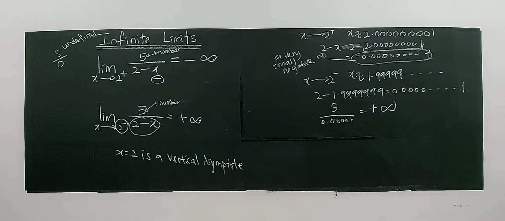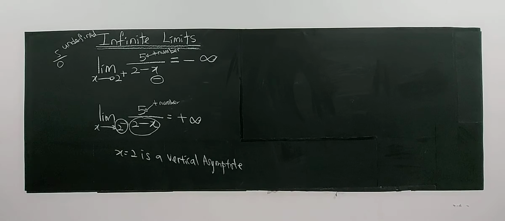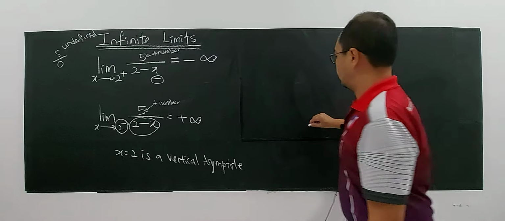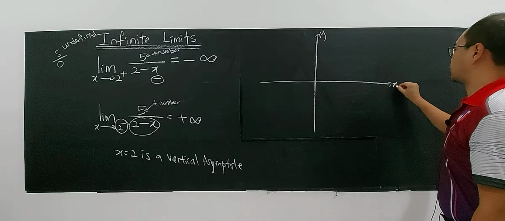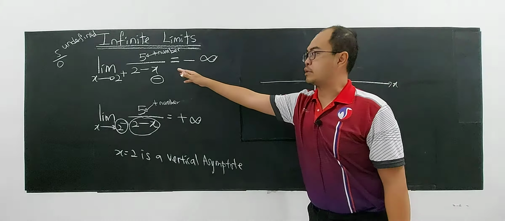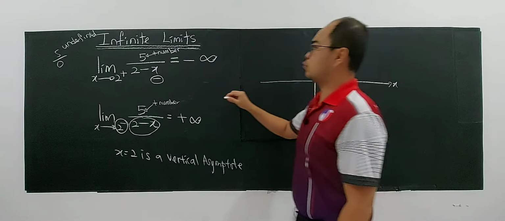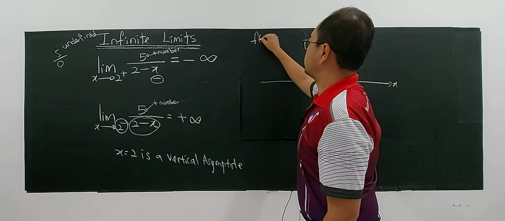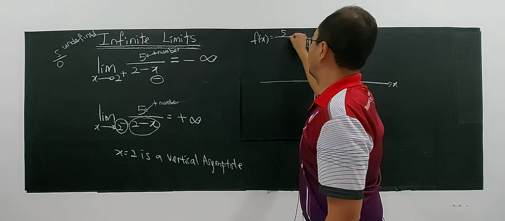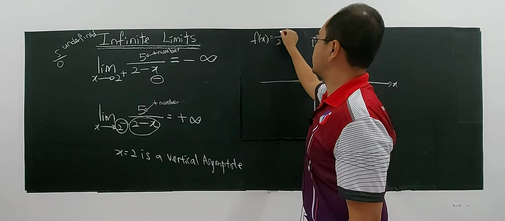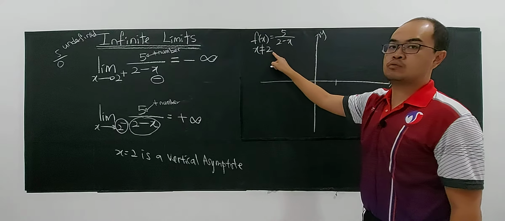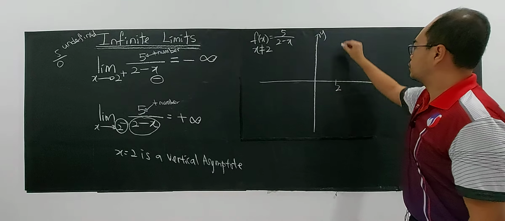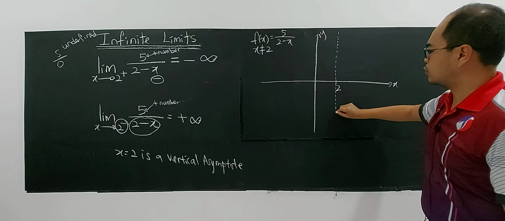From here I can sketch the graph and let you see the meaning of this graph. Let's look at the meaning of the vertical asymptote. So I just sketch it for you. For example, if I have a function f(x) equals 5 over 2 minus x, as you know, in a rational function the denominator should not be 0, so x should not be 2, right? So 2 will be your asymptote. You know that from last time.